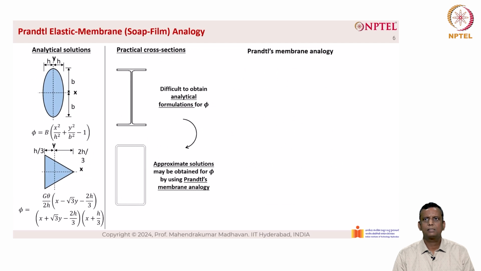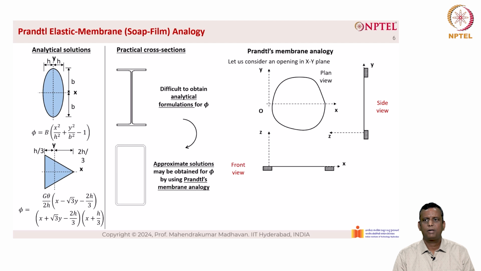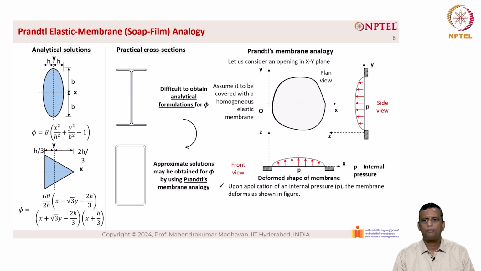Now, Prandtl's membrane analogy can be considered by looking at a cross-section. Let us consider an opening in the xy plane. What you see here is the plan view, and the front view as well as the side view are given here. Assume it to be covered with a homogeneous elastic membrane, and the deformed shape of the membrane can be seen in the front view as well as the side view. The applied pressure P is the internal pressure. Upon application of an internal pressure P, the membrane deforms as shown in the figure above.